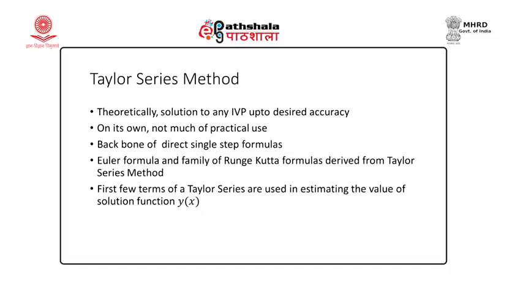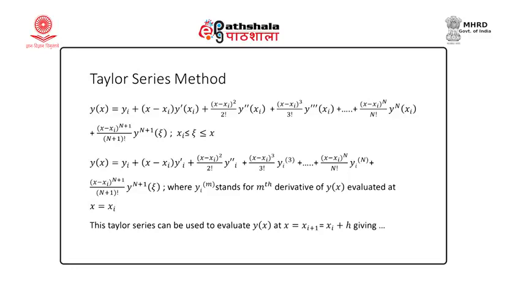So, it is not convenient to implement for computations practically. And based on this, there are other formulas which are derived. The n equal to 1 case gives the Euler formula, and from n equal to 2 onwards there is a family of formulas which are called Runge formulas.